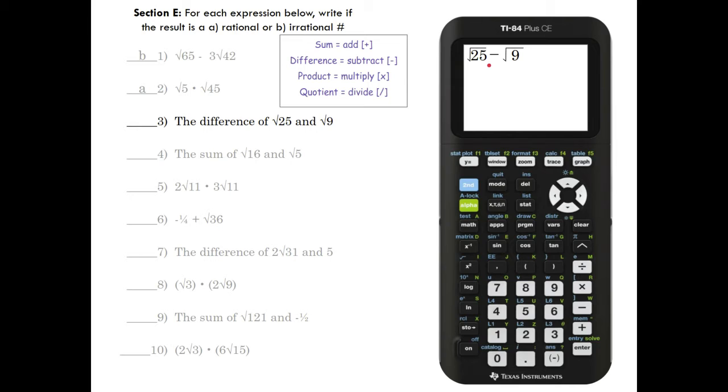Radical 25 is one number times itself that equals 25. Therefore, it's 5. And one number times itself is 9, which is 3. Therefore, the answer will be 2. And 2 is a rational number. Therefore, the answer is A.